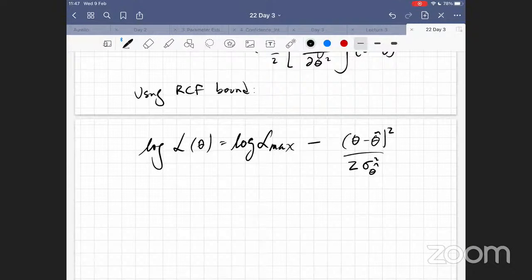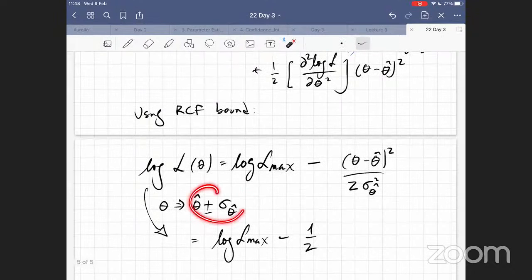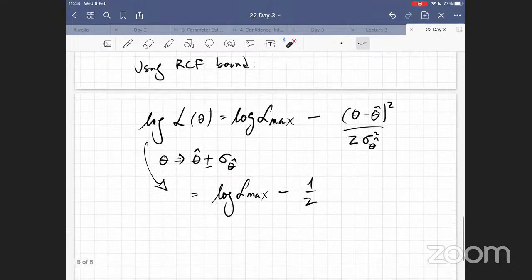Once I have this expression, I can evaluate it at theta hat plus or minus the standard deviation of theta hat. Substituting here, I get log L max, which is a constant, minus 1/2. The sigma in the numerator cancels with the sigma in the denominator, so I have this result.